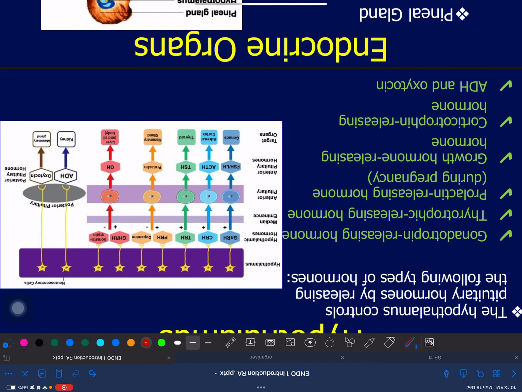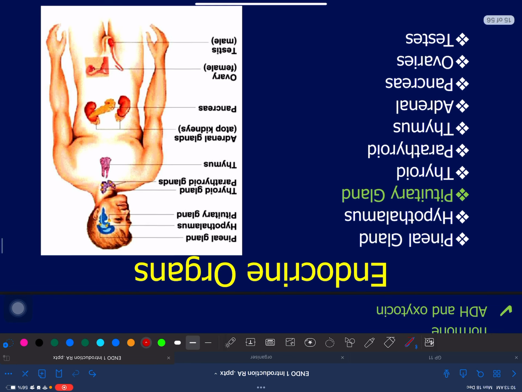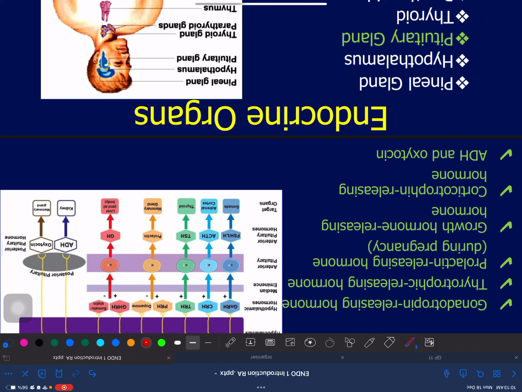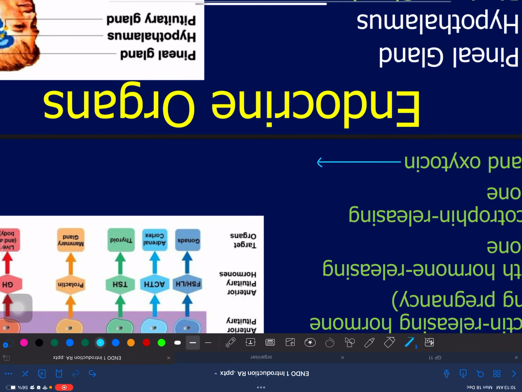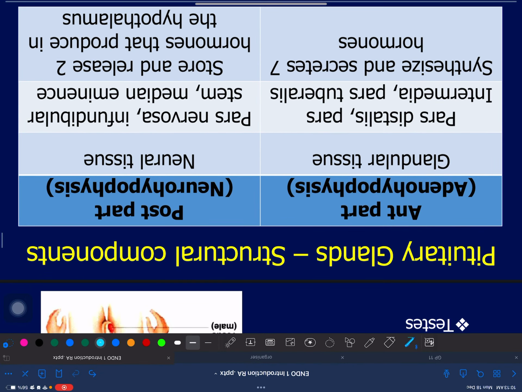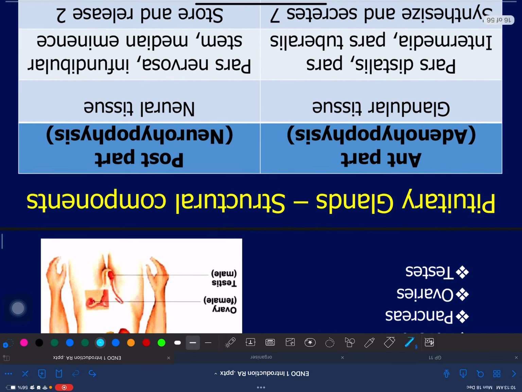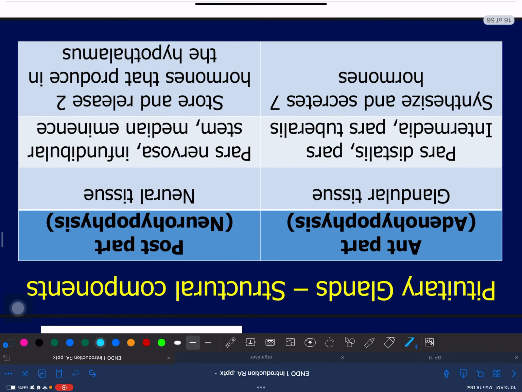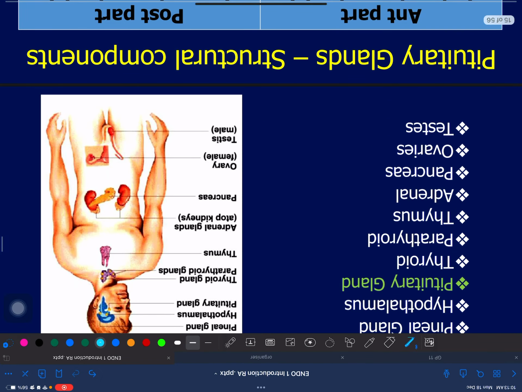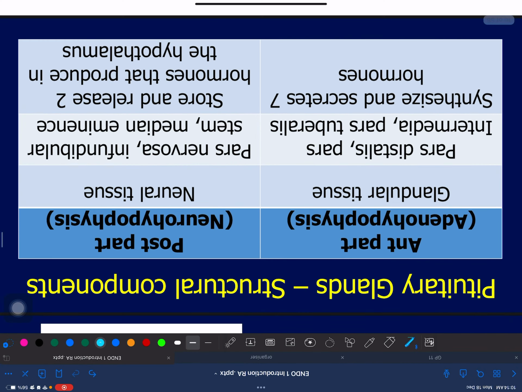Okay, then pituitary glands. Okay, this has anterior part and posterior part. Anterior part is glandular, posterior part is neural. Okay, these are all the parts in the pituitary glands. Okay, so I will emphasize later as well. What is important is that the anterior part synthesizes the hormones. Okay, the posterior part does not synthesize. It is synthesized by the hypothalamus. It only receives and stores the hormones in the posterior pituitary.